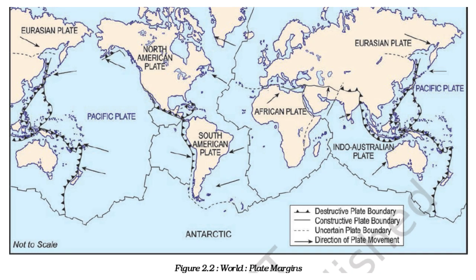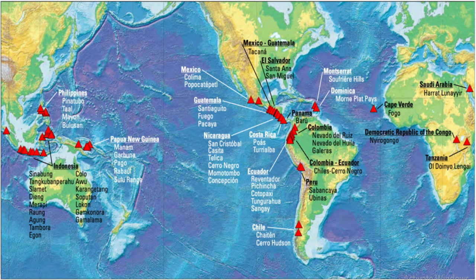Coming to the world plate margins, where they are located: like the Eurasian plate you can see in the map, the North American plate, Pacific plate, South American plate, African plate, Eurasian plate, Indo-Australian plate, all those things. Here we have to understand that most volcanoes and earthquakes in the world are located at the plate margins, but sometimes they do occur within the plates also.